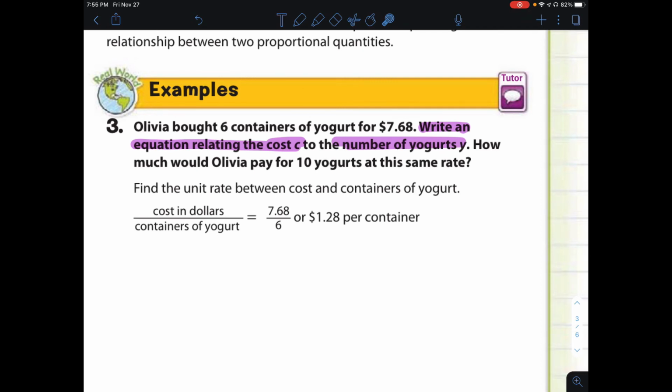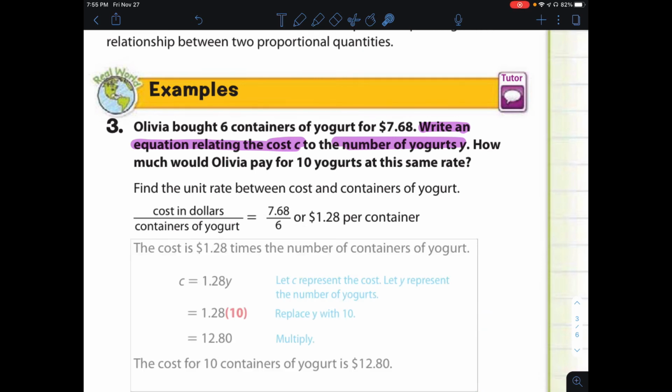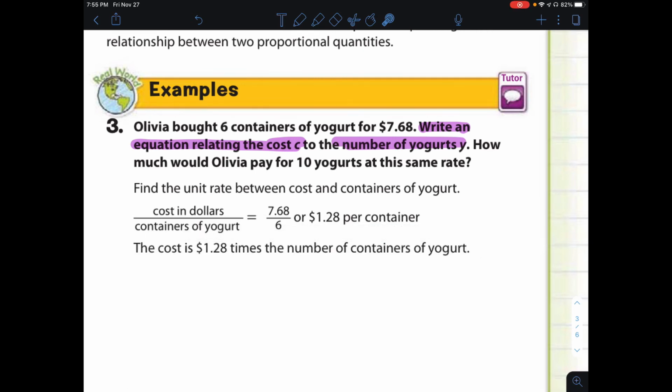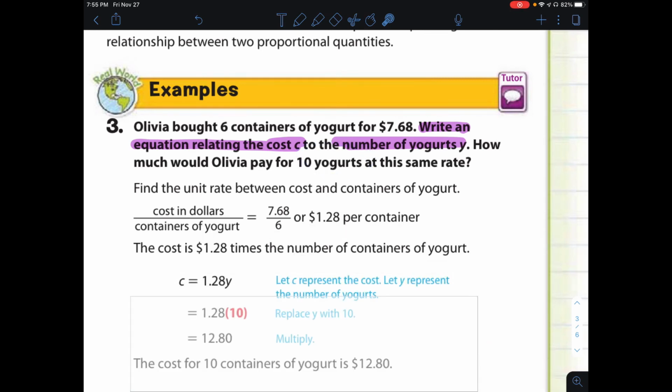Okay, so what does that mean? That means that the cost is $1.28 times the number of containers of yogurt. So we know that our unit rate per container is $1.28. For us to be able to find the cost, we simply have to multiply $1.28 times the number of containers of yogurt, and in this case, it's going to be 10. Okay, 10 yogurts. So we set up the equation.